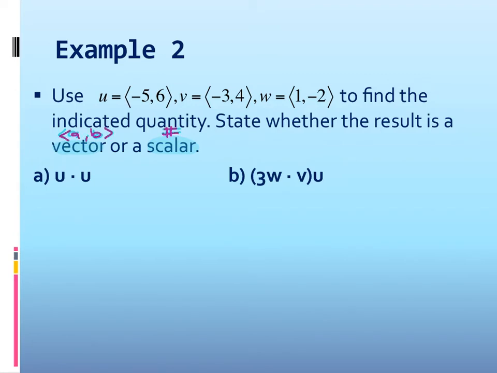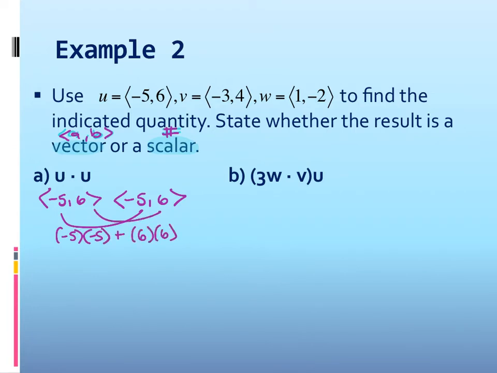A says u dot u. So remember, there's two ways to do this. One is take u and find its dot product with itself. So first times first, negative 5 times negative 5 plus second times second, 6 times 6. And I'd get 25 plus 36, or 61.